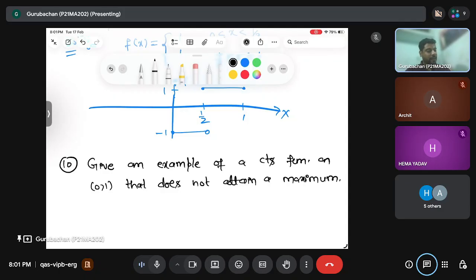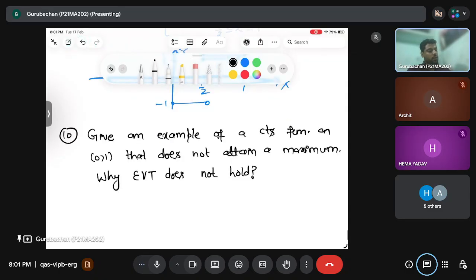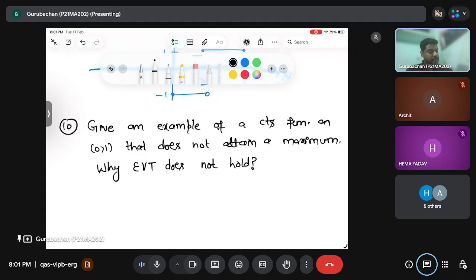So by the name, can you tell me the meaning of IVT and EVT? See, IVT means intermediate value theorem. That means in the middle of your range interval. EVT means extreme value, the corner points. So here it is saying that we can give an example where the function does not attain its maximum.